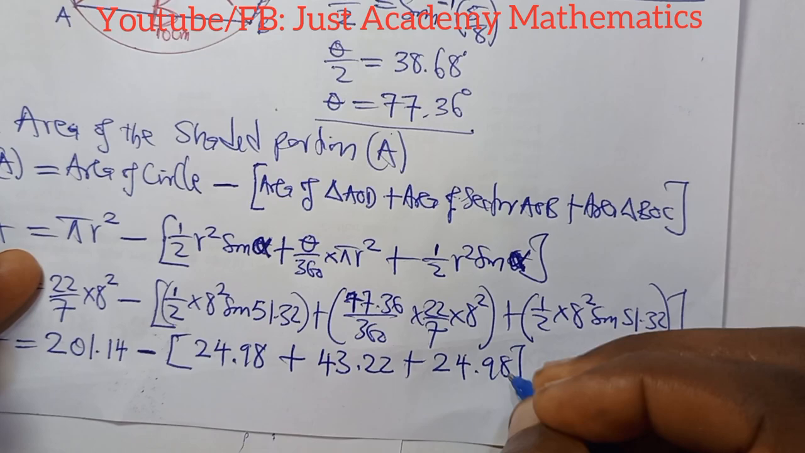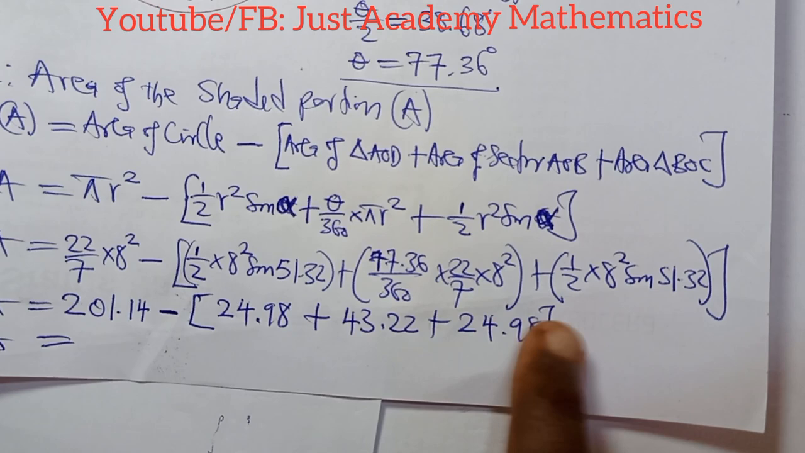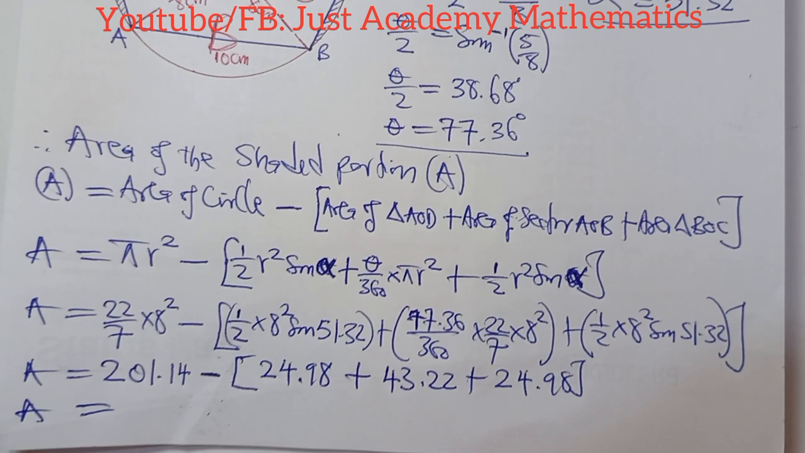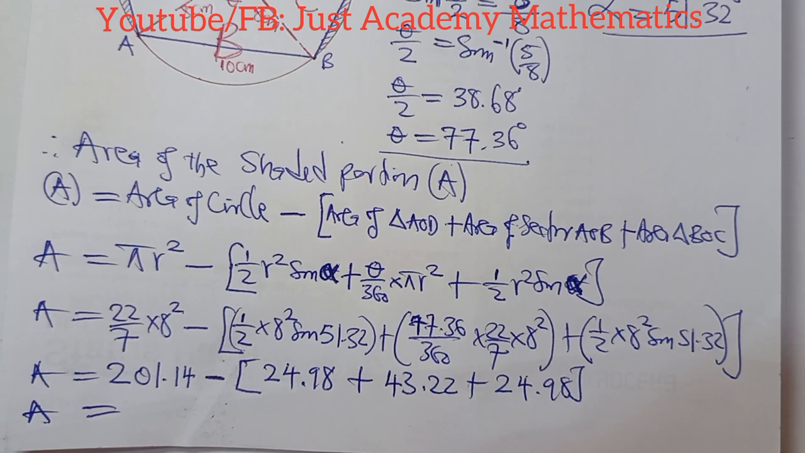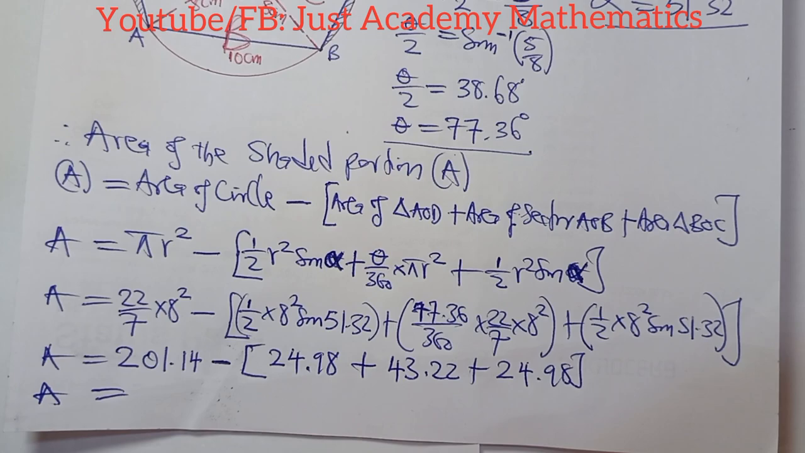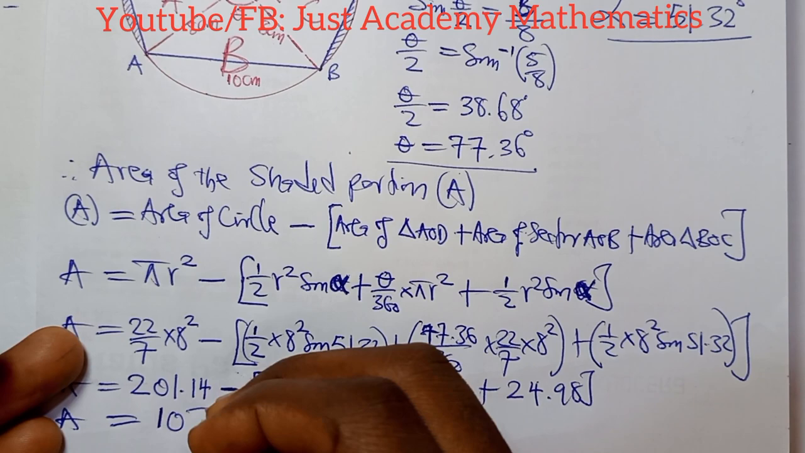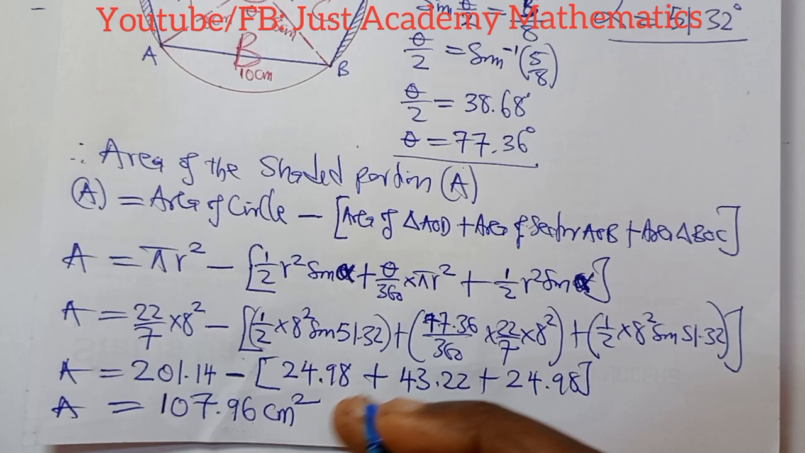The same thing here, plus 24.98. So if we take away everything, finally, we have 201.14 minus, we're minusing 24.98 plus 43.22 plus 24.98. Take it. So we have the final answer to be 107.96 centimeter square. This is the area of the shaded portion.